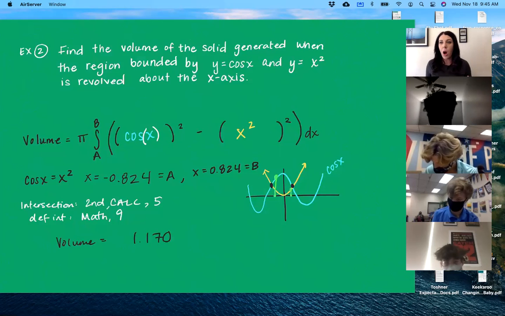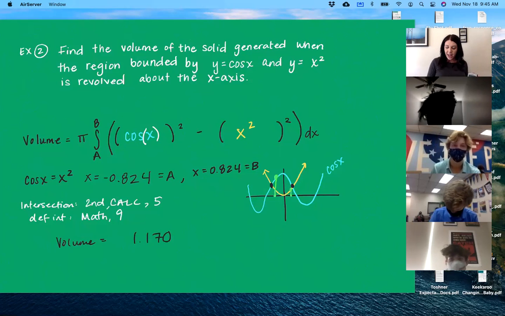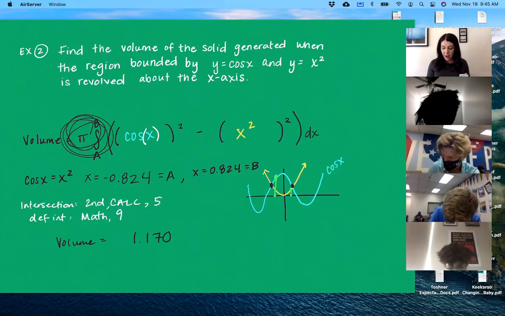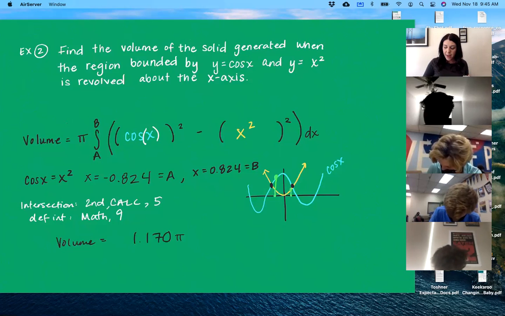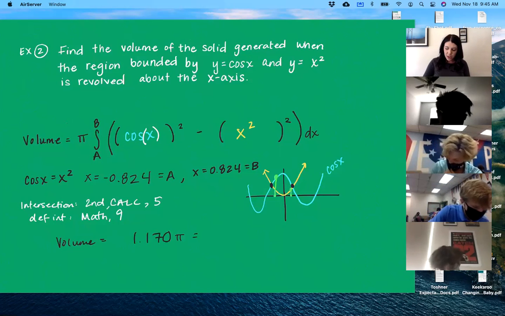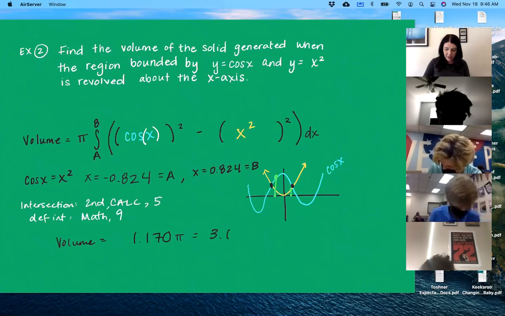Why is that number wrong? Does anyone know? It's really close. But there's no pi. Don't forget you had this pi out in front here. That is the thing a lot of students forget. They forget to multiply the pi because they're just focused on the integral. So we have that thing multiplied by pi. If we have a calculator, your reader wants you to actually do that multiplication. So you're just going to take that number and times it by pi, and you should get 3.677.